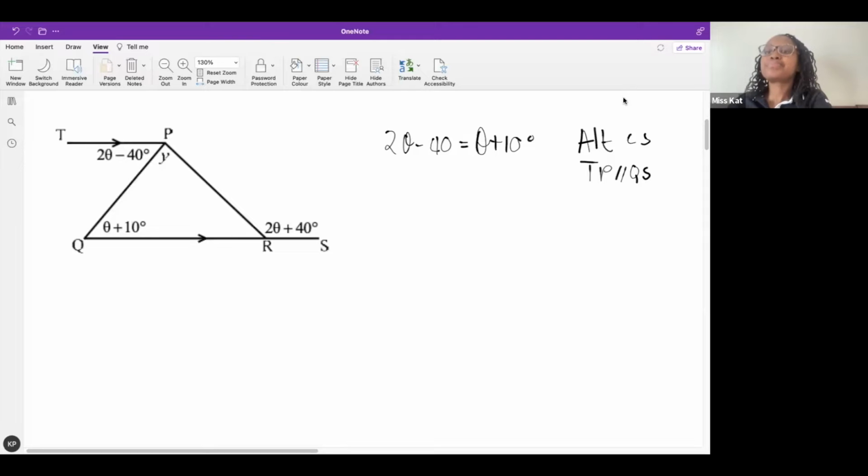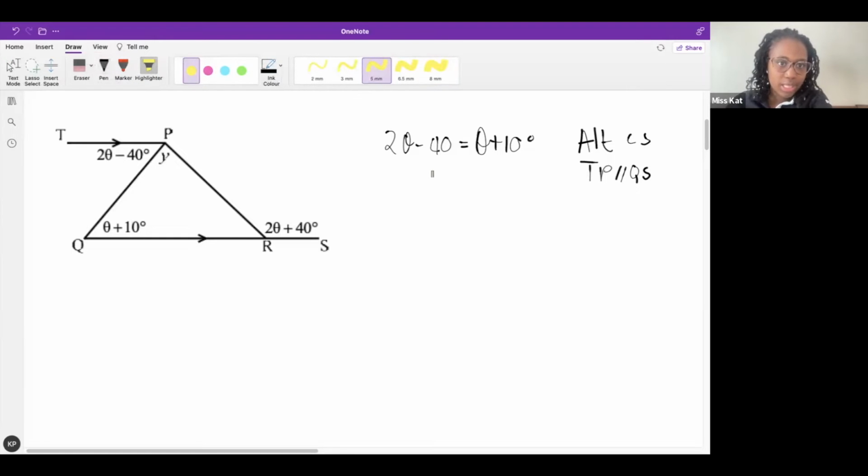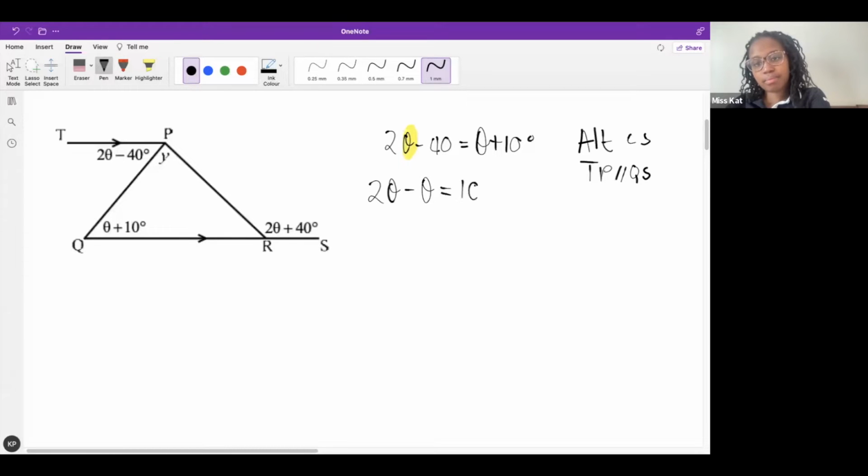And it's right? Yes, but we need to solve for it. We want to know how much theta is. So we're going to say 2 theta minus theta is equal to 10 degrees plus 40 degrees. So then theta is equal to 50 degrees. Nicely done. Wonderful. You want to do y as well? I haven't solved y yet. Okay, that's fine.